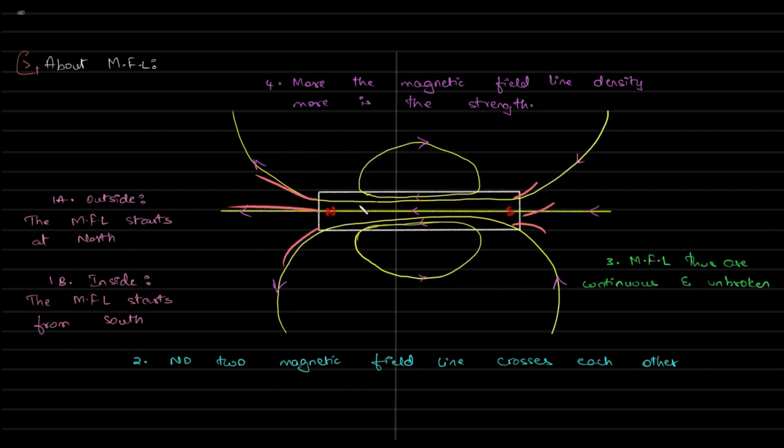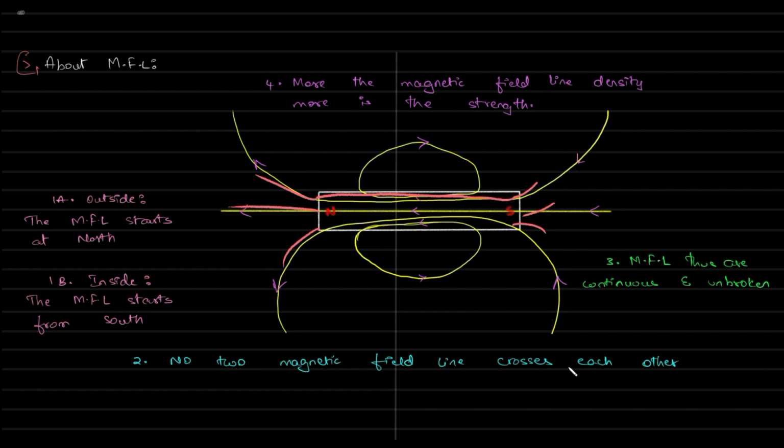Inside the magnet, so inside the physical magnet, the magnetic field line starts from south. Remember, the magnetic field line starts from south over here. Outside the magnet, it starts from north. This is a must to know.